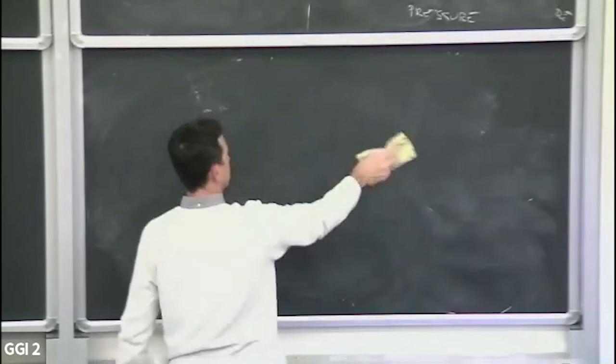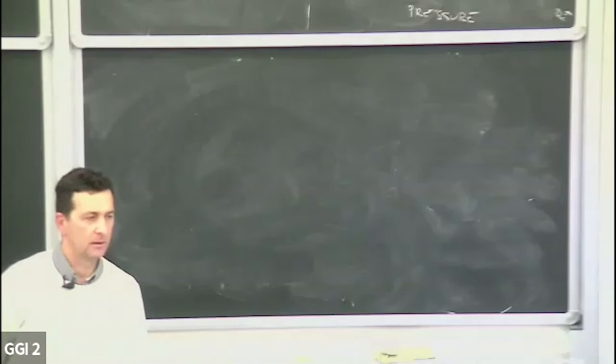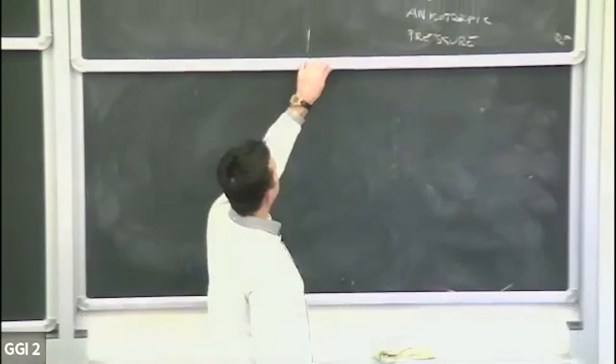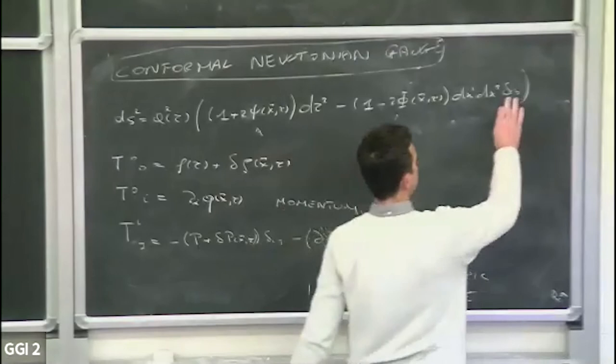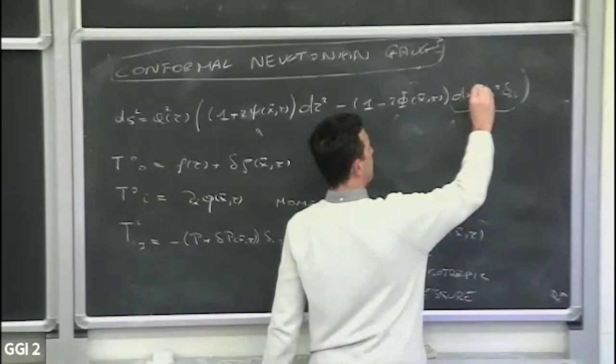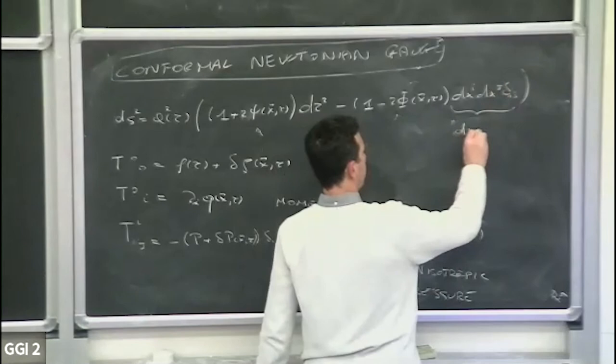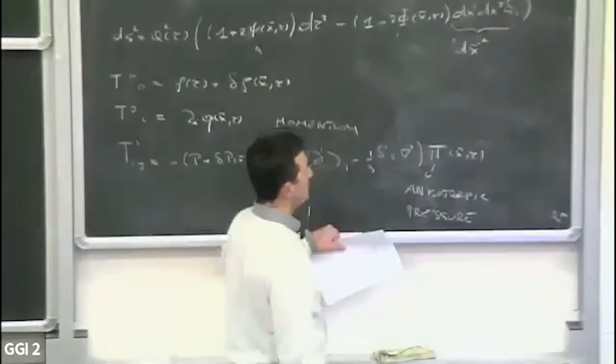Okay. The question is about the last term in the distance, which looks like a delta something. Which distance? In the ds. This is just a Kronecker delta. If you want, this is delta_ij, dx^i dx^j, contracted with the Kronecker delta. Just the Euclidean distance. Okay.